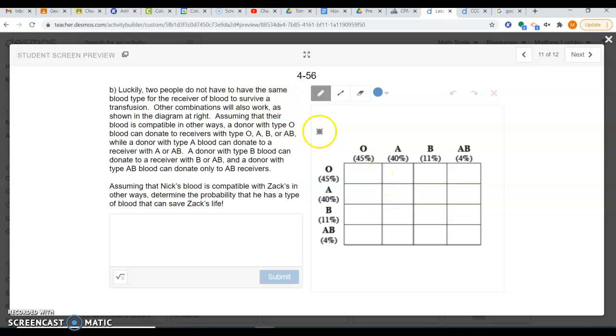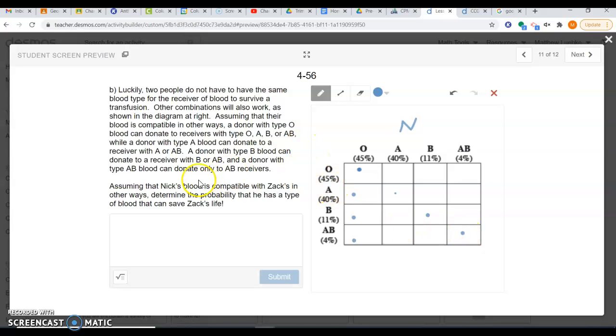All right, so we're assuming that O is a universal donor, meaning if your blood type is O, like if this is Nick and his blood type is O, he can donate to anybody. He can donate to an O, an A, a B, and an AB. Okay? Well, we also know from the previous problem that if you're O, you can donate to O. If you're A, you can donate to A. If you're B, you can donate to B. And if you're AB, you can donate to AB.